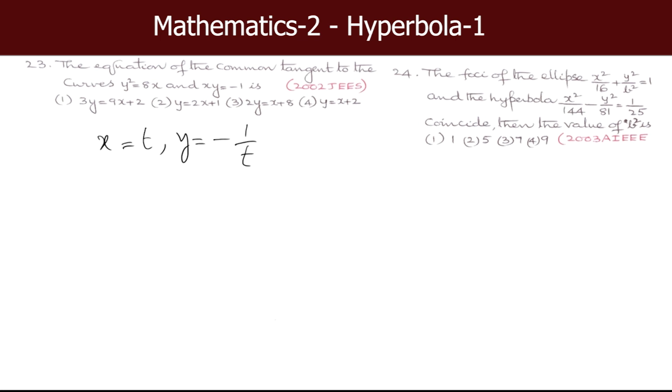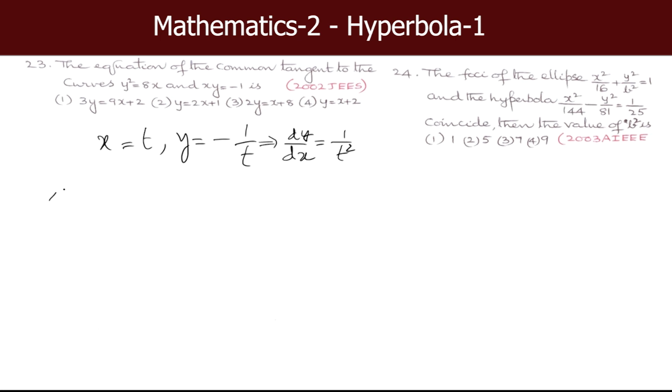Parametric equations for xy equal to minus 1: x is t and y is minus 1 by t. And therefore, dy by dx is y dash at t, which is 1 by t square, by x dash at t, which is 1. So, the slope of the tangent to the rectangular hyperbola is 1 by t square.